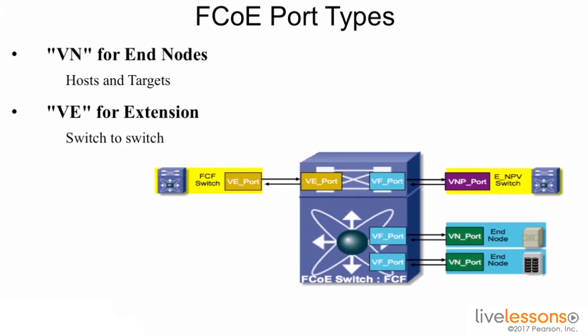So for instance, we have a VF port type, or a virtualized fabric port type, that end nodes connect to, or even NPV ports connect to, as you can see in our virtualized N ports or in our virtualized NP ports or NPV ports. Here is a list of the different ports that are used in FCoE. As you'll see, they're very similar to what we use in the Fibre Channel network. They just have a V in front of them because they're virtual.